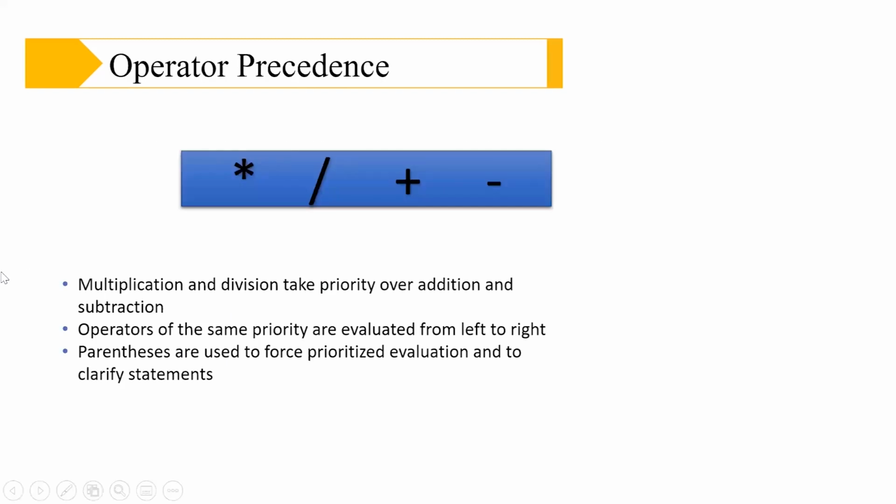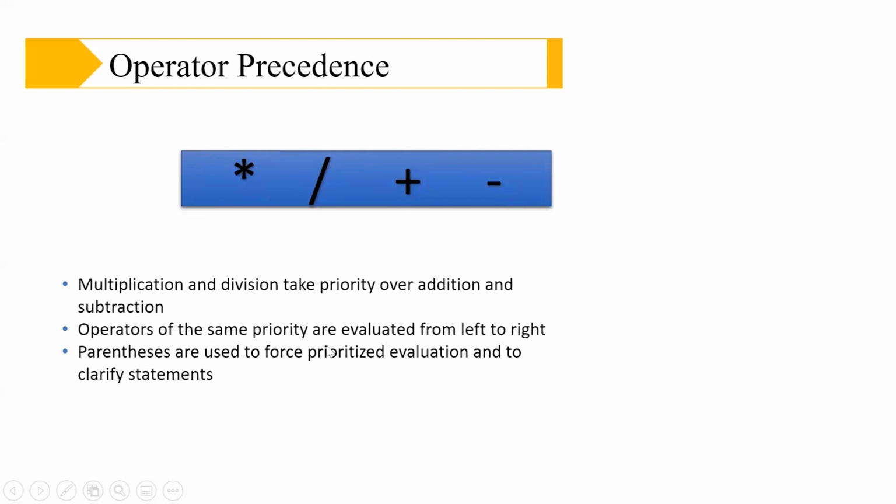Now, when you have plus and minus both, which one will be first? That is decided by the operator precedence. Multiplication and division take the priority, and then we have addition and subtraction. This is how the precedence is. So if you have multiplication and addition in a single expression, multiplication will be done first, and then with this result addition will be done. Operators of the same priority are evaluated from left to right.